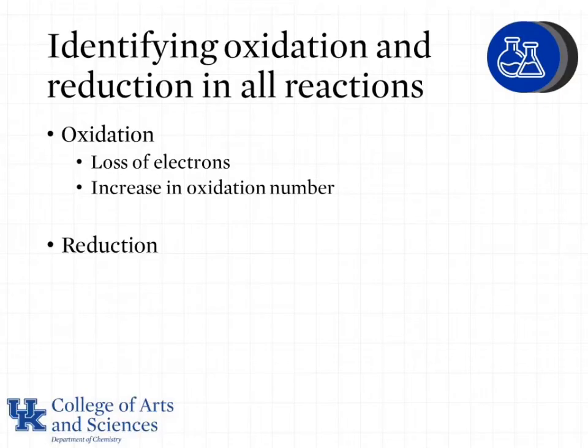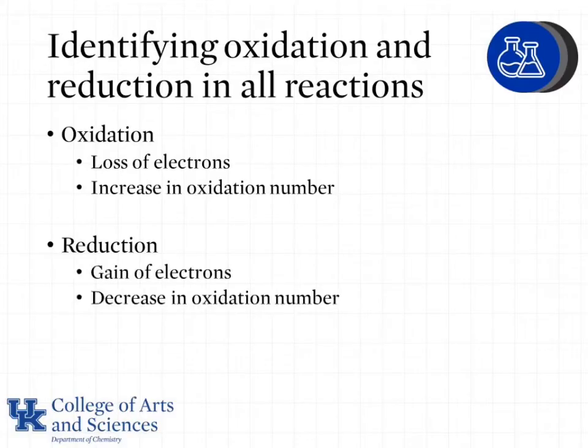For oxidation, we will see the loss of electrons, which will result in an increase in the oxidation number. Remember that electrons have a negative charge, so losing an electron will result in an increase in the oxidation number. A reduction occurs when there is a gain of electrons and a decrease in the oxidation number. As the oxidation number reduces, it's a result of the gain of electrons.